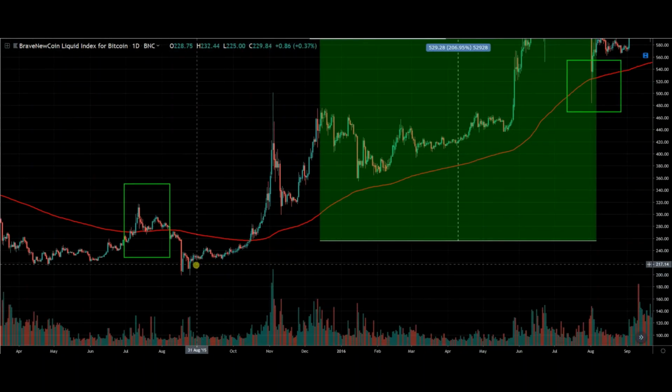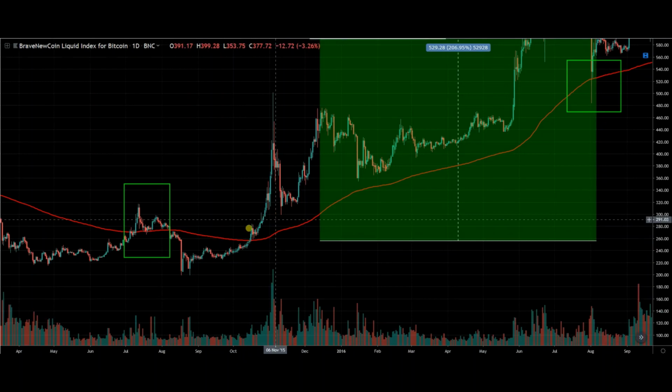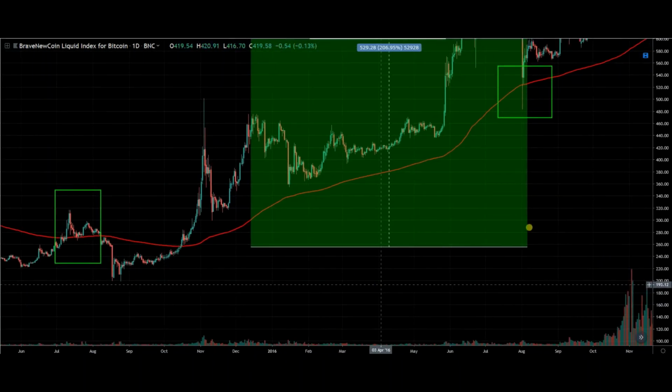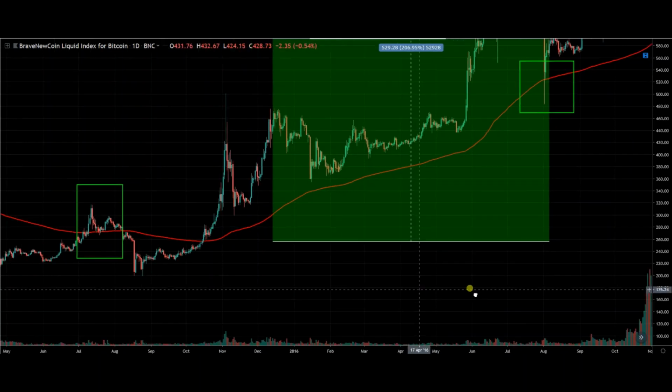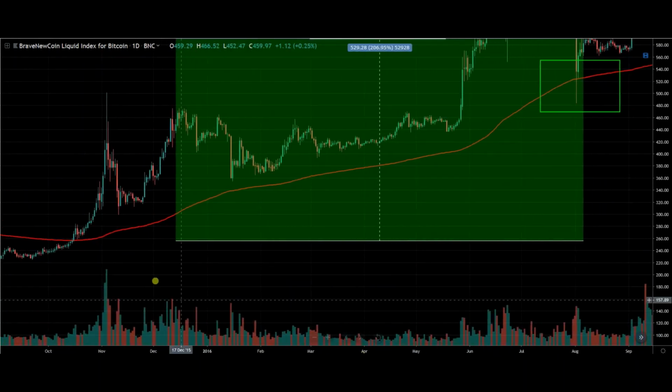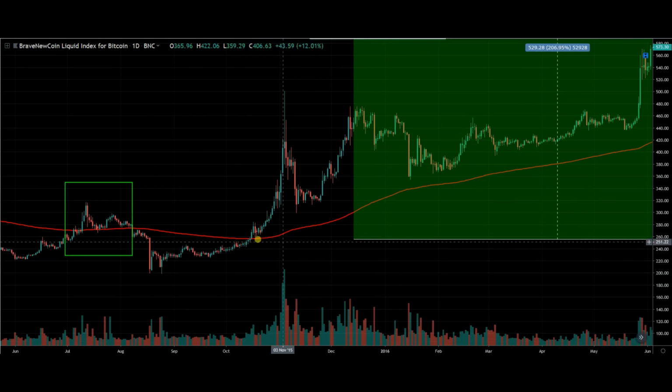Now here we go again. Price broke out above the moving average. Now you have to look for the first test. You could have front ran the test. See right here, this is a test.